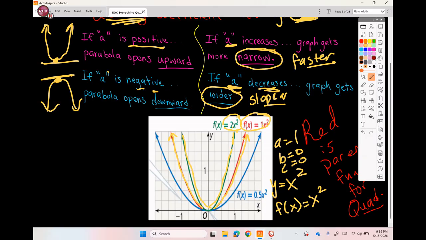And now, in reverse, down here, it's a decimal that's smaller than 1, so it got smaller, and the graph goes up slower, so it becomes wider. Simple concept. Don't forget it.